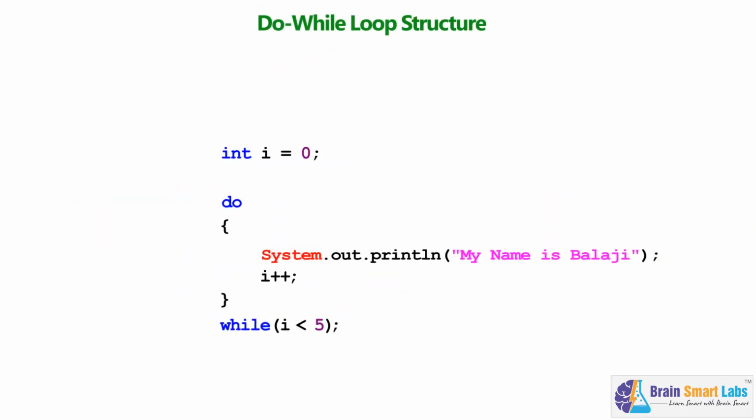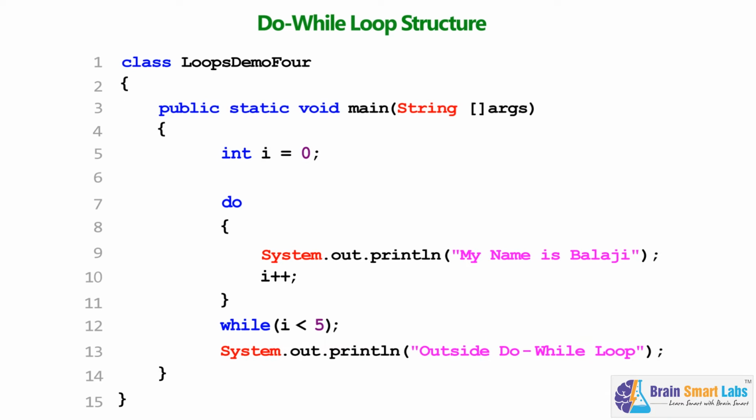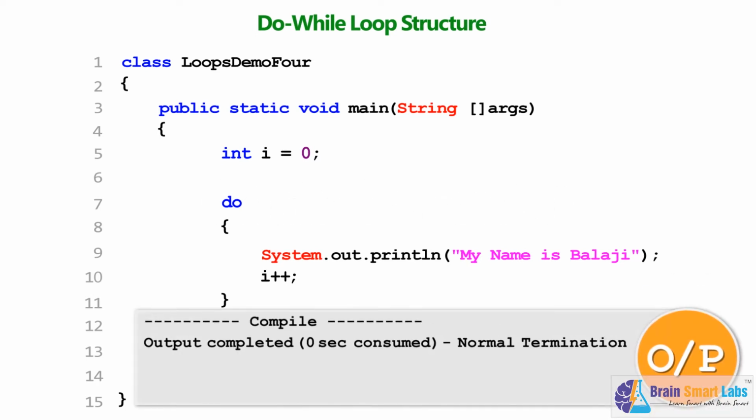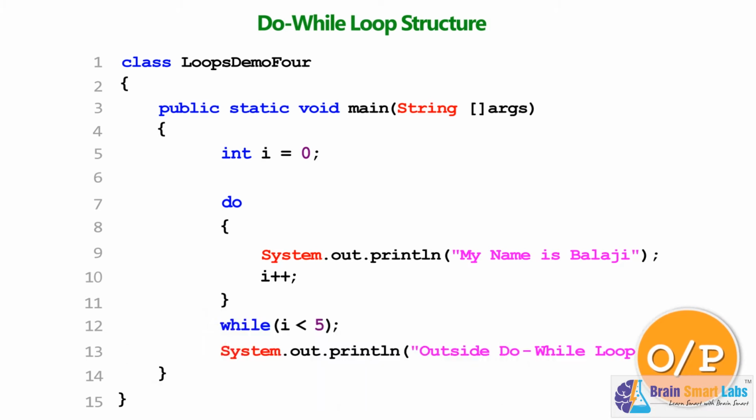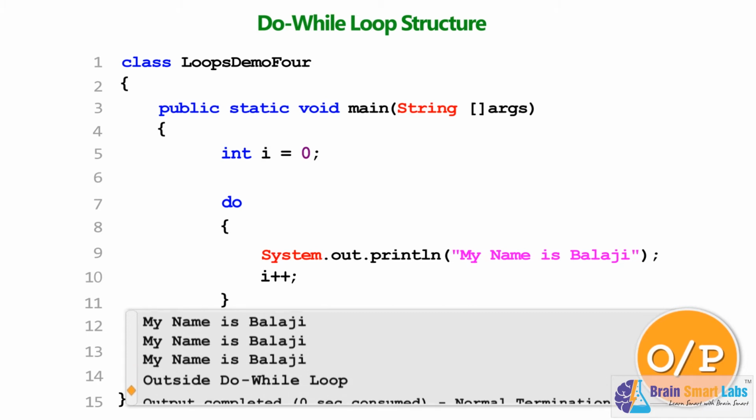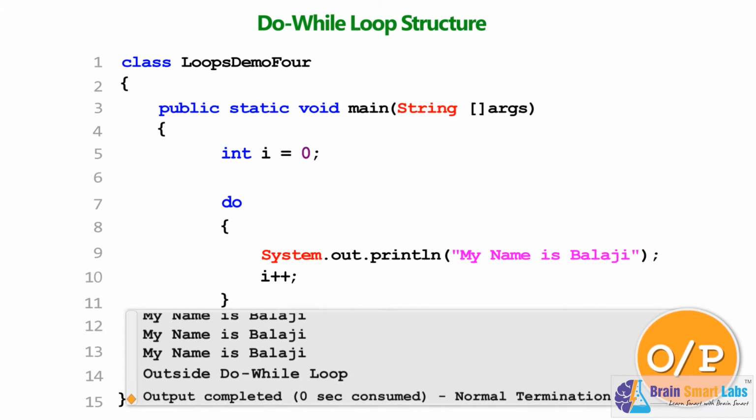Now in the program loopsdemo4.java, insert the do while loop in our program as seen over here. Compile the program by pressing Ctrl 1, which will result in 0 errors after compilation. Now run the program by pressing Ctrl 2 and kaboom! You get the following print statement, my name is Balaji, executed 5 times. Once the loop completes its execution, the program control comes out of the loop to execute our remaining statements present below till the end of the program as seen over here.